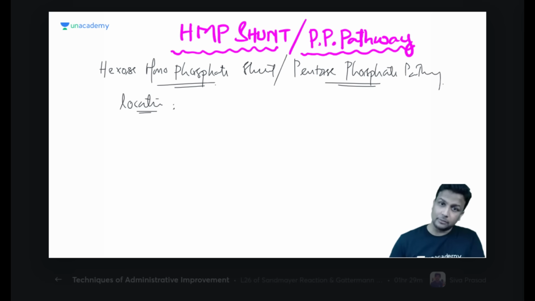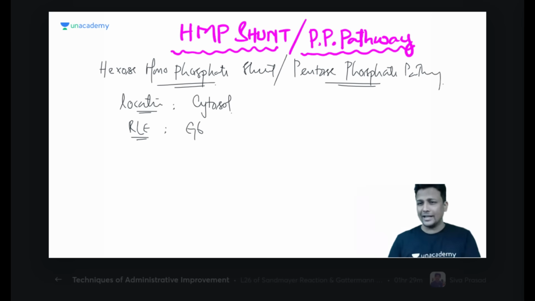Where does the HMP shunt take place? It will be taking place in the cytosol, guys. Remember that. Next, what is the rate limiting enzyme? Your favorite one. I think you have learned that in your physio, patho, pharma, internal medicine: G6PD. Glucose 6 phosphate dehydrogenase is the rate limiting enzyme. G6PD deficiency will lead to hemolytic anemia, and that G6PD comes in this pathway. So the rate limiting enzyme here will be G6PD, guys.